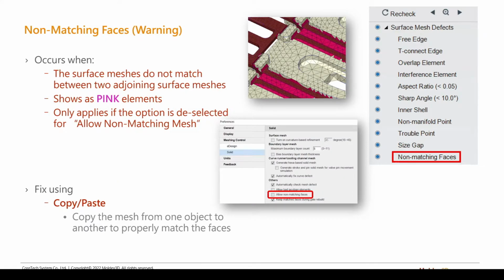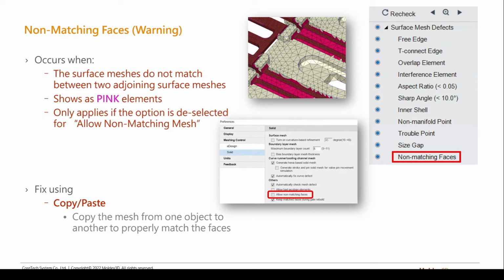All right, and the final mesh error is non-matching faces. This is just a warning for the interaction between two objects. You most of the time don't need to match these two objects, meaning that the nodes are perfectly coincident between them. But in certain cases, like, for example, a core shift analysis or a mold deflection analysis, those nodes do have to be lined up with one another. So in that case, you do need to address this non-matching faces problem.